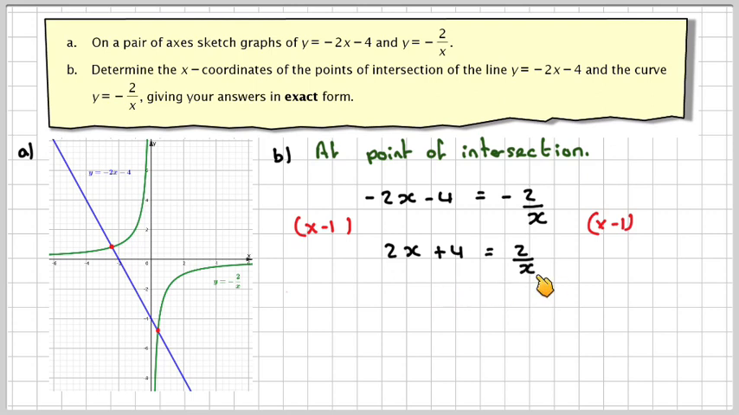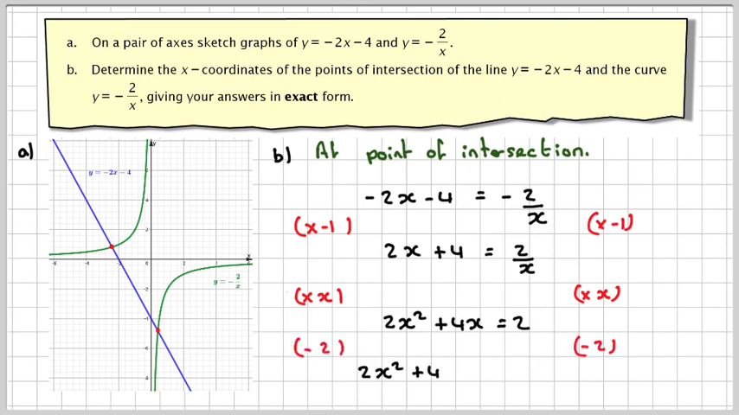Then I'm going to multiply every term by x. So that will now become 2x squared plus 4x. And then x times 2 over x will just become 2. And then I'm going to take 2 from both sides. It will give me 2x squared plus 4x minus 2 is equal to 0. These are all divisible by 2, so we're going to divide everything through by 2 and get x squared plus 2x minus 1 is equal to 0.